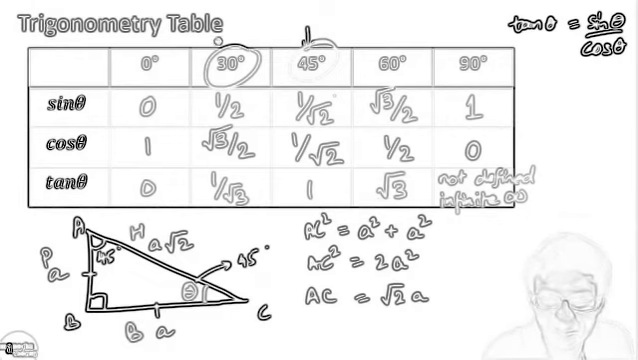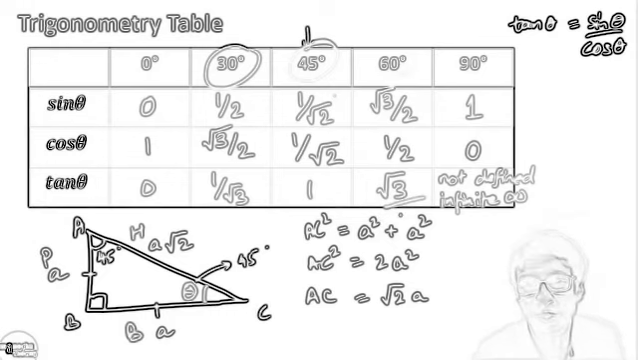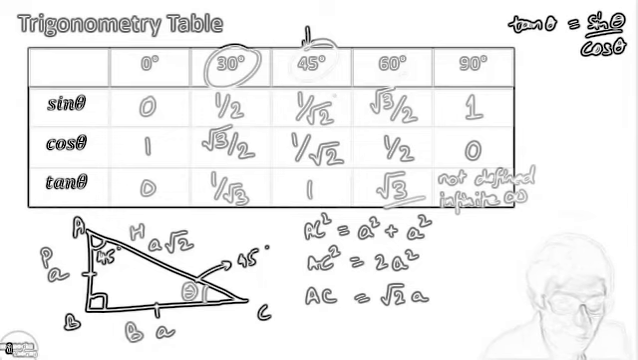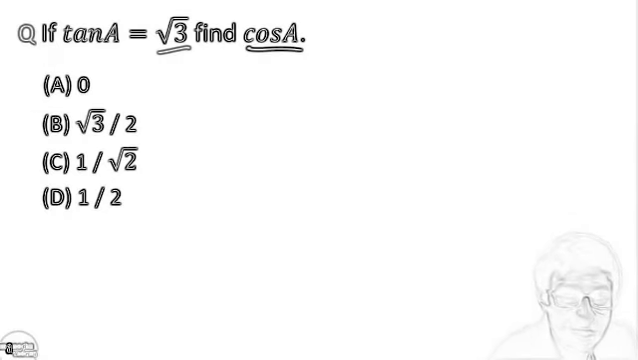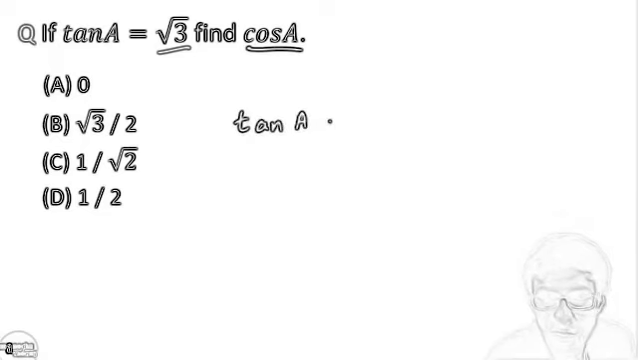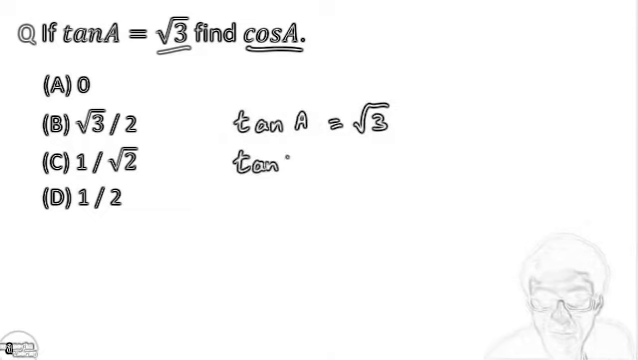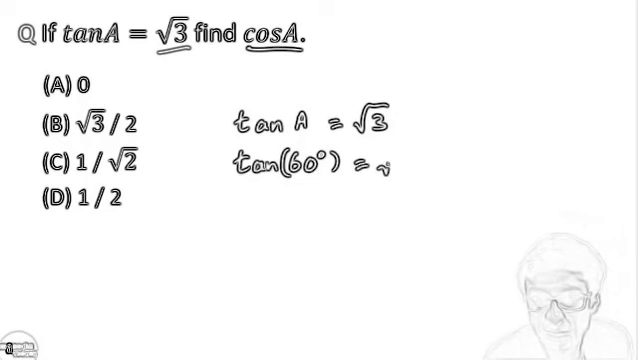There it is, right? Can you see this value here? Oh, that's too big, right? Can you see this value? Tan of 60 degree is root 3. So if you go back to the question, it's given that tan A is root 3, and from the table we know that A is 60. Why? Because we know that tan of 60 is root 3, right guys?